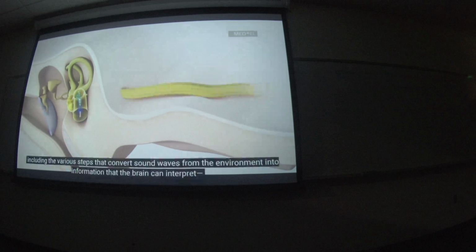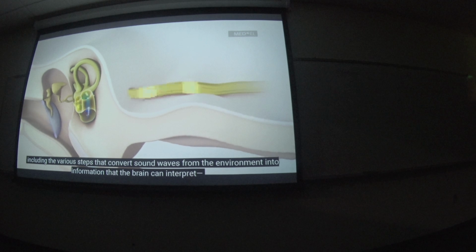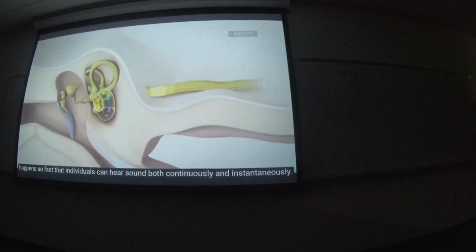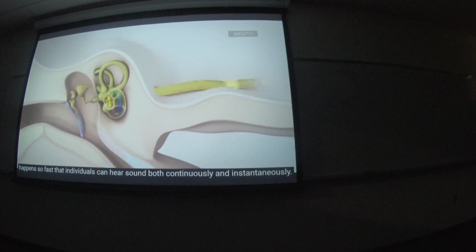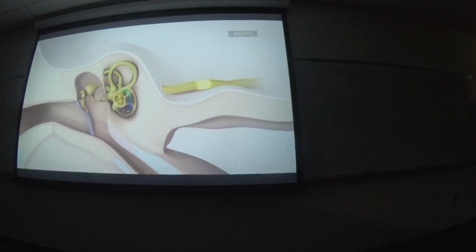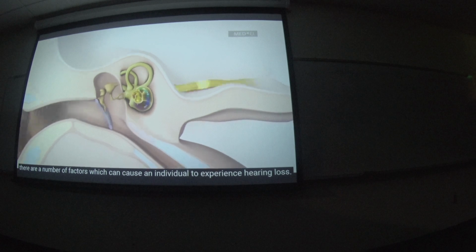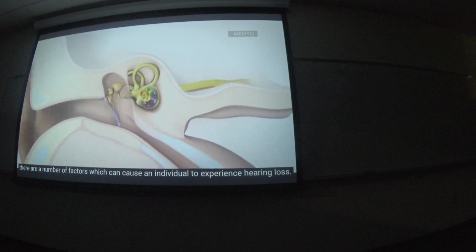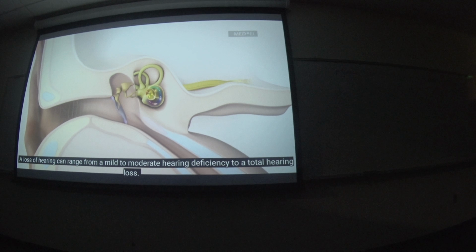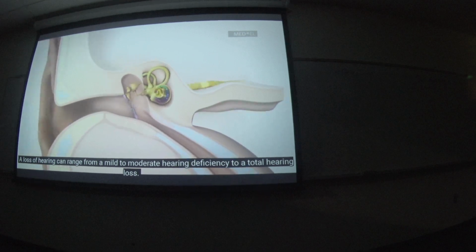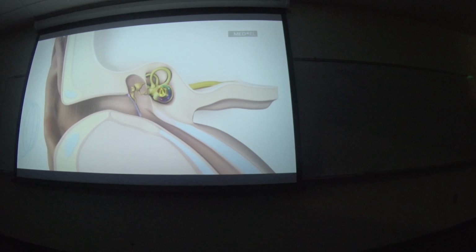The entire chain of events, including the various steps that convert sound waves from the environment into information that the brain can interpret, happens so fast that individuals can hear sound both continuously and instantaneously. Within this complex chain of events, there are a number of factors which can cause an individual to experience hearing loss. A loss of hearing can range from a mild to moderate hearing deficiency to a total hearing loss.